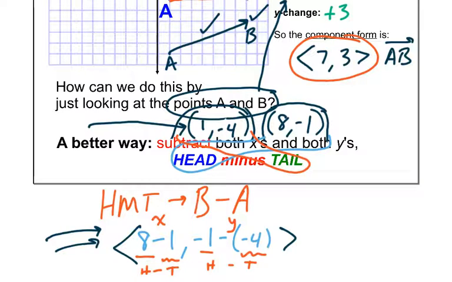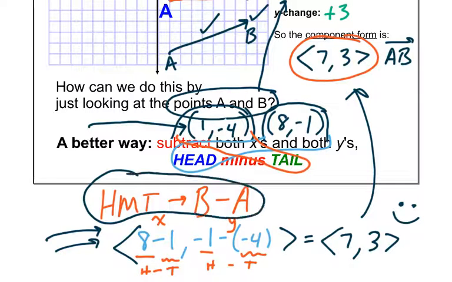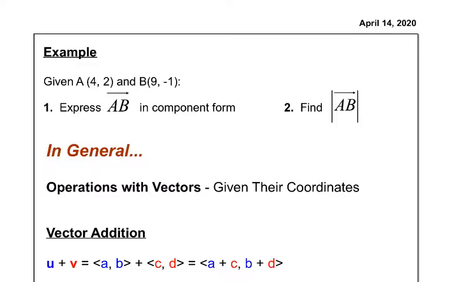All right. Did we get the same answer? Let's see. 8 minus 1, yes. -1 minus a minus is really +4. And we did it. There we go. So apologies for little bumps there. But head minus tail is really good when I give you the coordinate points, which we'll see actually more often. You can do HMT or head minus tail, and that'll give you the coordinate points. Let's try some.